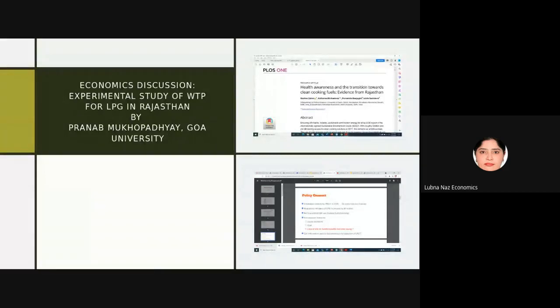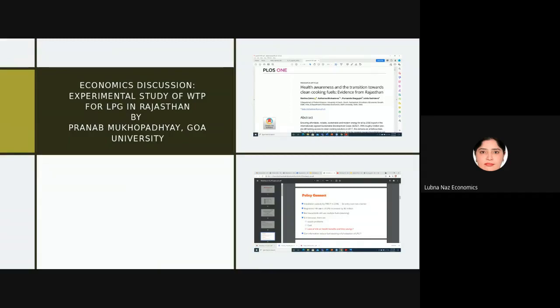It was the Pradhan Mantri Ujjwala Yojana program, I think. It was that name, because I have gone through this study thoroughly. So Pandab Mukherjee presented the policy connect of this study, why this study was undertaken and what are the important findings of this study.